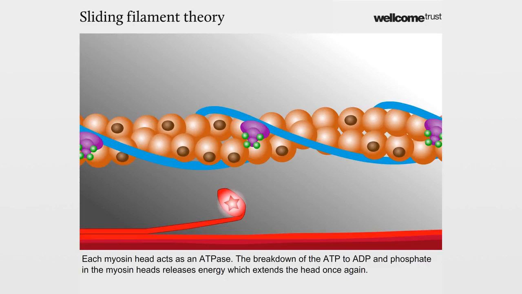Each myosin head acts as an ATPase. The breakdown of the ATP to ADP and phosphate in the myosin heads releases energy which extends the head once again.